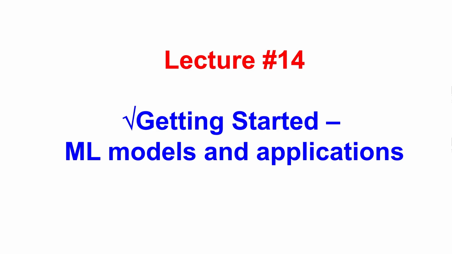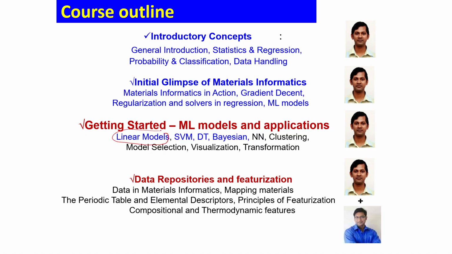In the second part of the lecture I will start discussing the artificial neural network. We will elaborately discuss ANN in the next lecture, lecture number 15. So, as you know, we started with the linear models, then we discussed DT, earlier we discussed probabilistic approaches like Bayesian, and now we are discussing SVM. We will slowly move to NN or ANN, and the rest of the things are clustering, model selection, visualization and transformation. This is a very big portion of this course.